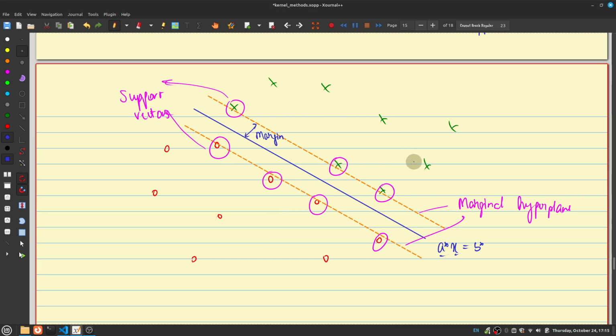Okay, let's take this particular example. Suppose I know that these are the support vectors. But now suppose I just remove this sample from the training set. Then in this case, I actually end up with the same classifier.